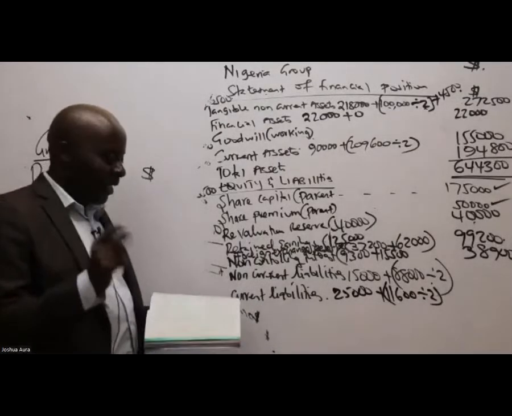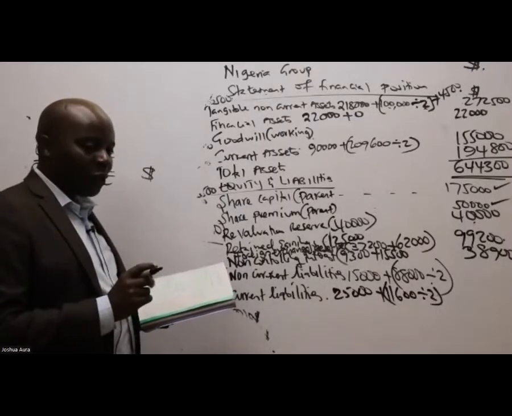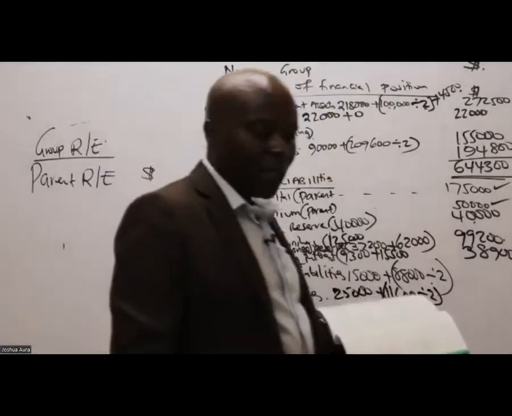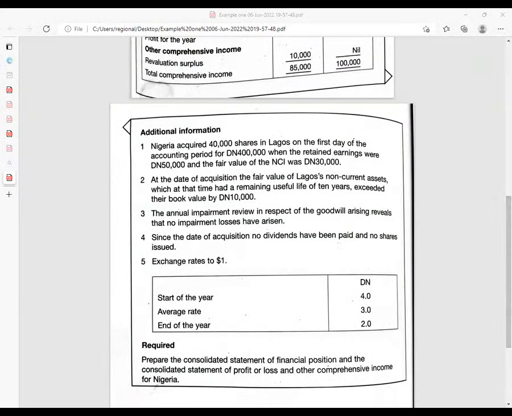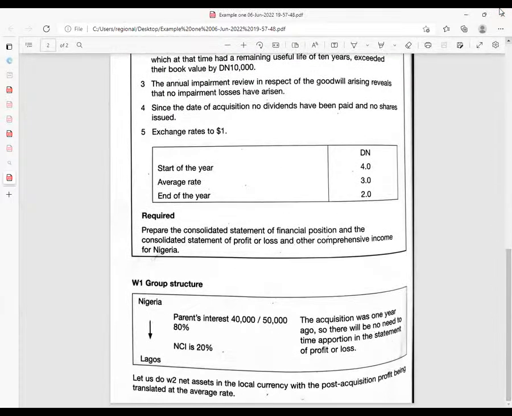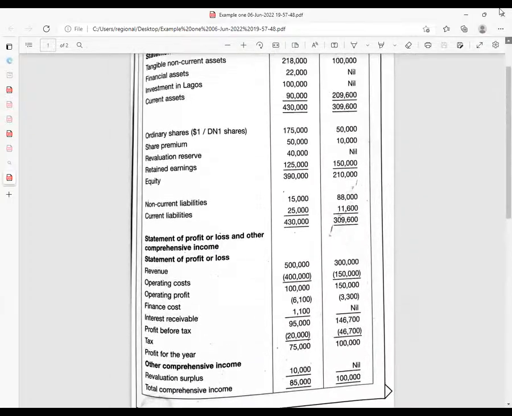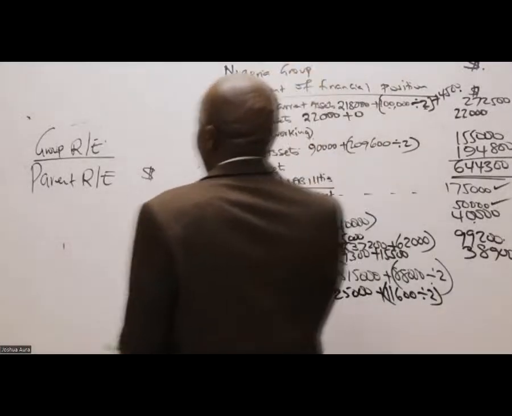I can see now you guys have an idea. Parents retained earnings tuko nazo ni ngapi from the balance sheet? What do we have here? From the balance sheet, the parents retained earnings from the balance sheet. Right? 125,000, isn't it? So here we have 125,000.